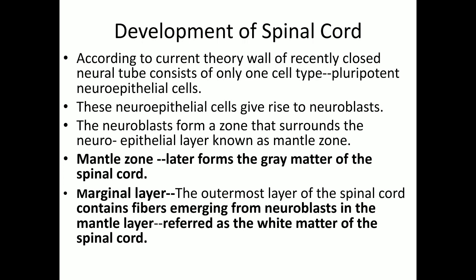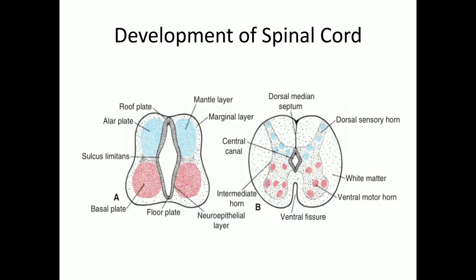And the marginal layer, which is the outermost layer of the spinal cord, contains the fibers emerging from the neuroblast cells in the mantle layer, and they are called the white matter of the spinal cord. So according to this theory, the neural tube is lined by neuroepithelial cells which give rise to neuroblast cells. The neuroblast cells form the grey matter of the spinal cord, and the fibers emerging from the neuroblast cells move into the marginal layer and form the white matter of the spinal cord.